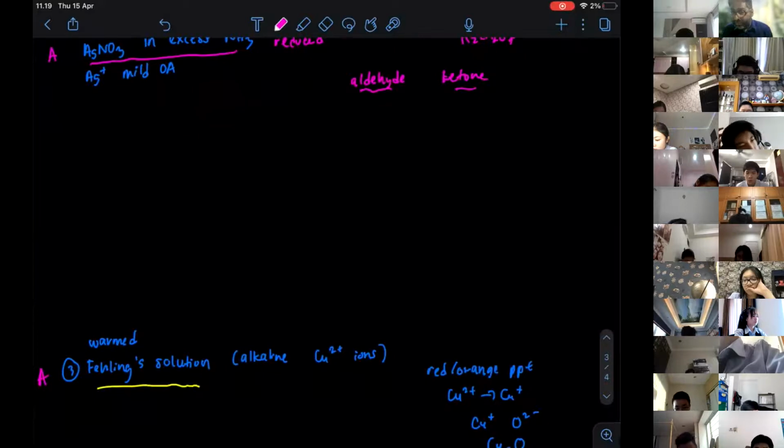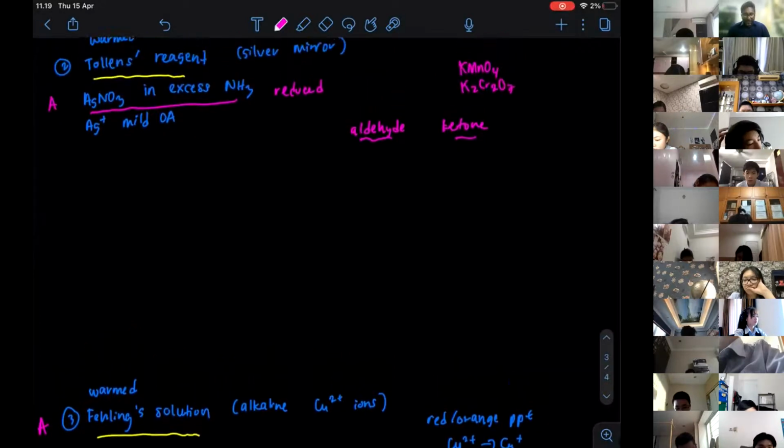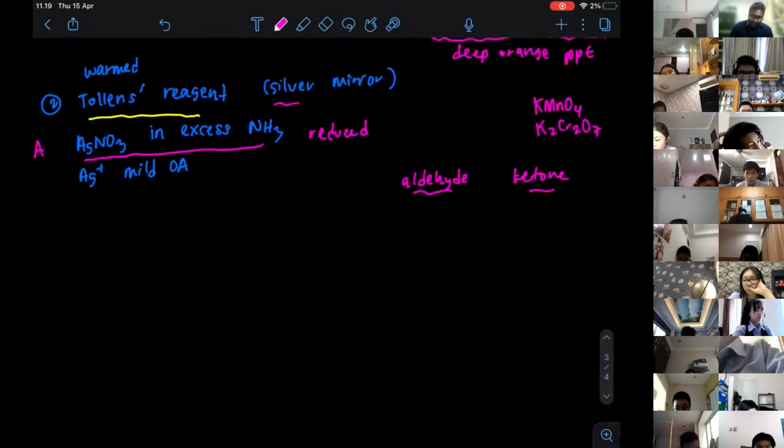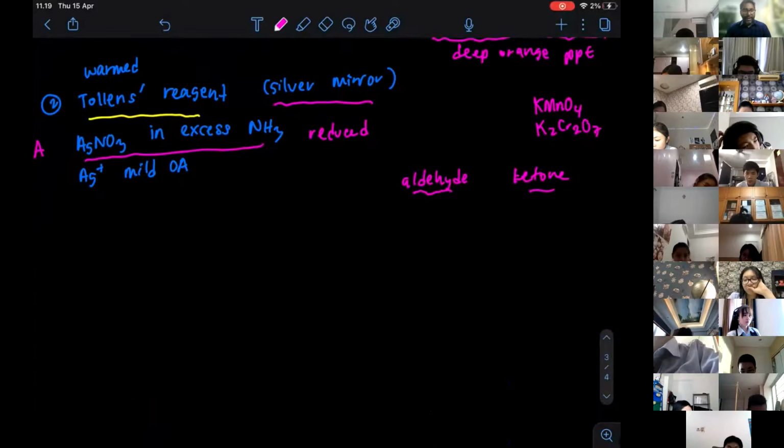A negative observation, a positive observation. Let's see what is the positive observation. This test is also known as the silver mirror test. And I'm very sure you heard about this also. You are going to have silver nitrate in excess ammonia. Silver nitrate is going to give you this Ag+. So what happened?